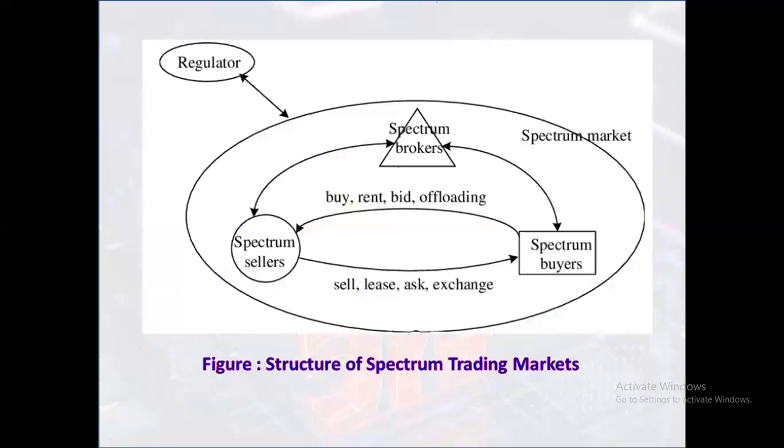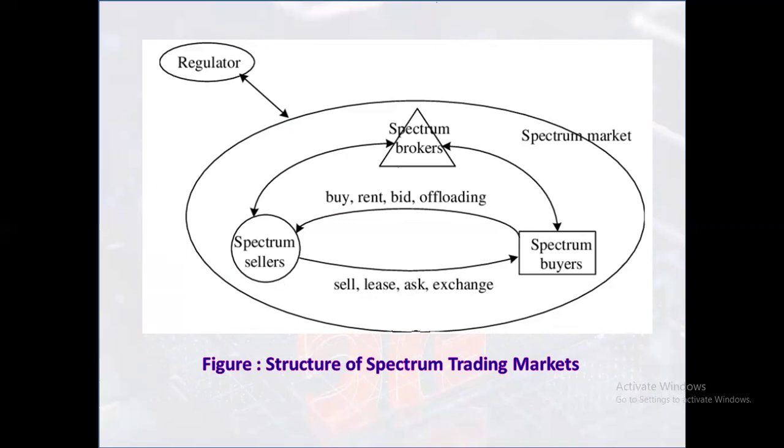Next, coming to the structure of the spectrum trading market. The structure of the spectrum trading market involves various key players and processes that facilitate buying, selling, and management of spectrum rights. In this market, spectrum sellers such as existing license holders can offload their spectrum rights to buyers, including telecommunication companies or new market entrants seeking access to frequency bands. This is a very important property.